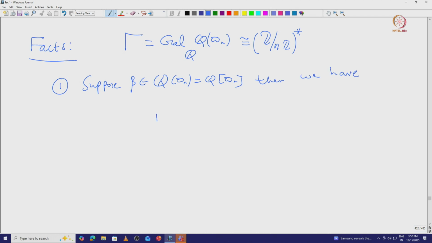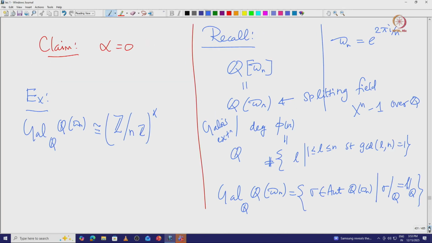So, this beta is a rational number if and only if this beta is fixed by all elements of gamma. So, sigma of beta is exactly equal to beta for all sigma in gamma. So, the strategy is that we want to prove this alpha is indeed 0. So, what are we going to prove?